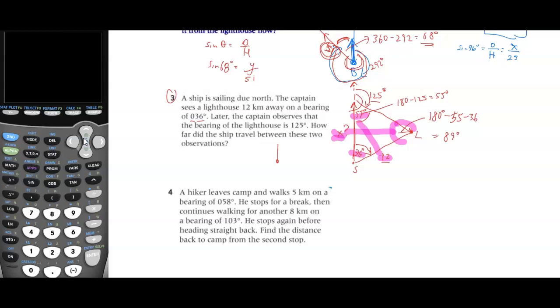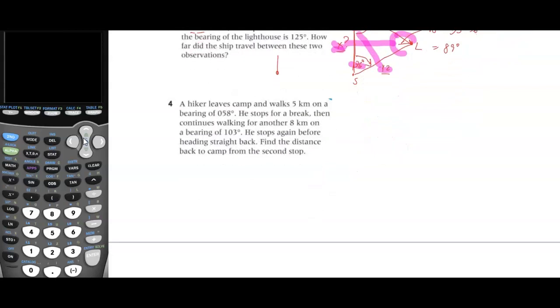So actually we do know all three angles. Since we know all three angles, we do know these two pairs. So we could use sine rule to figure out what x is. Okay? That is a pretty difficult problem. Okay. Let's look at number 4.